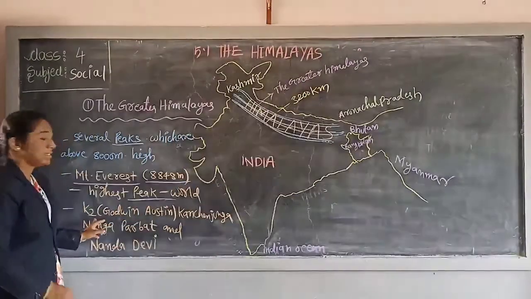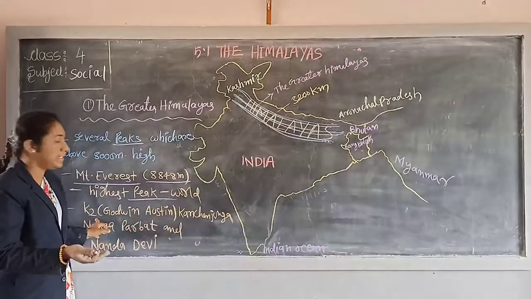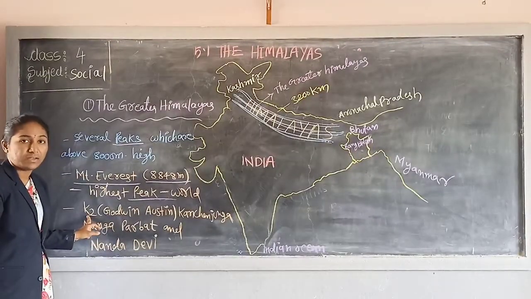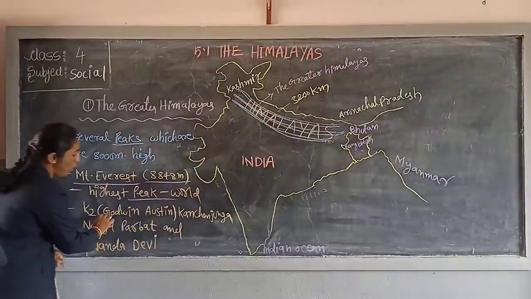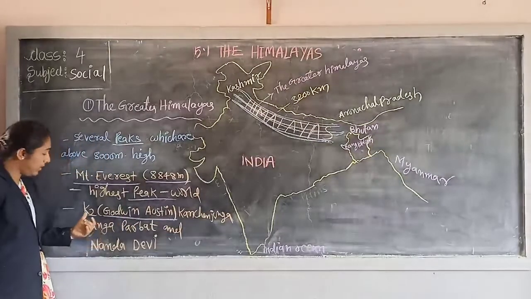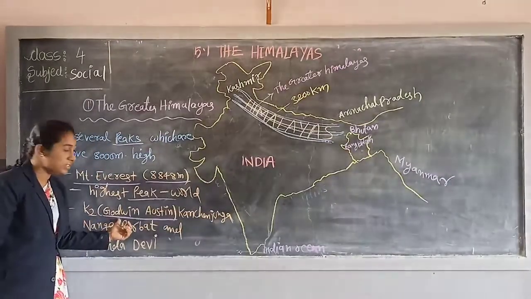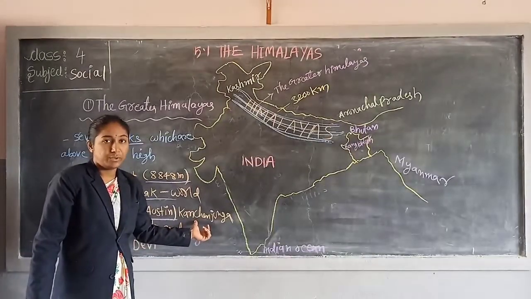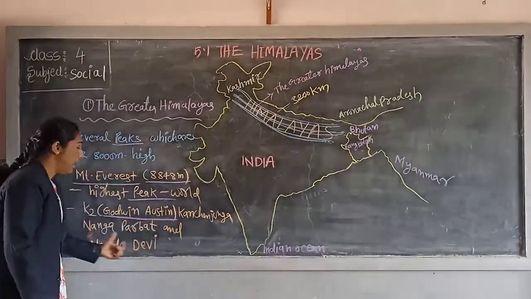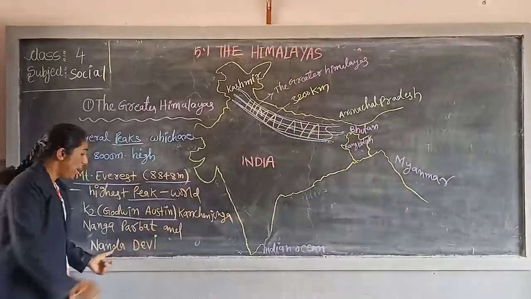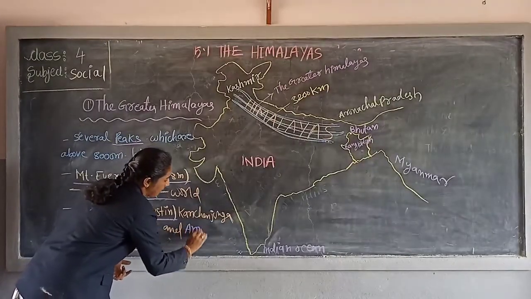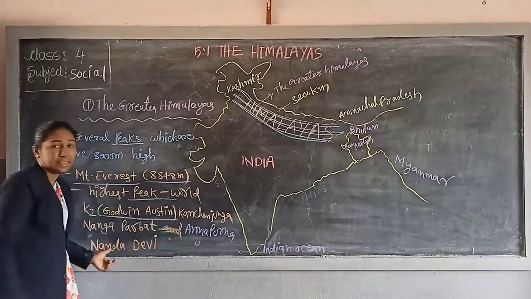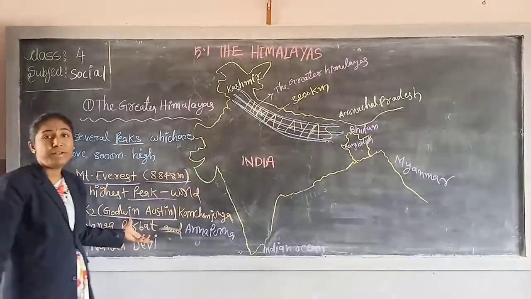Next, other important peaks are K2. This is the name of the peak. K2's other name is Godwin Austen. K2, Kanchenjunga, Nanga Parbat, Annapurna and Nanda Devi. These are the important peaks.